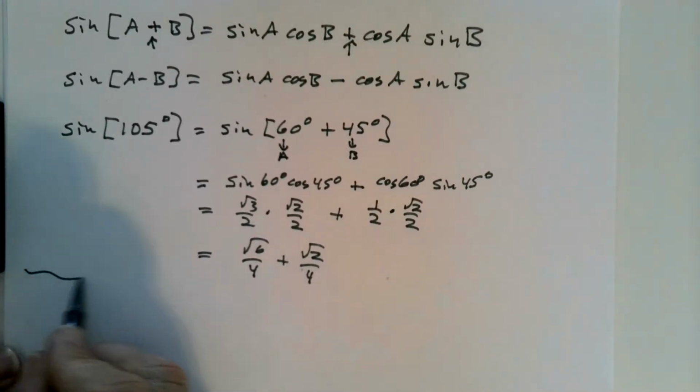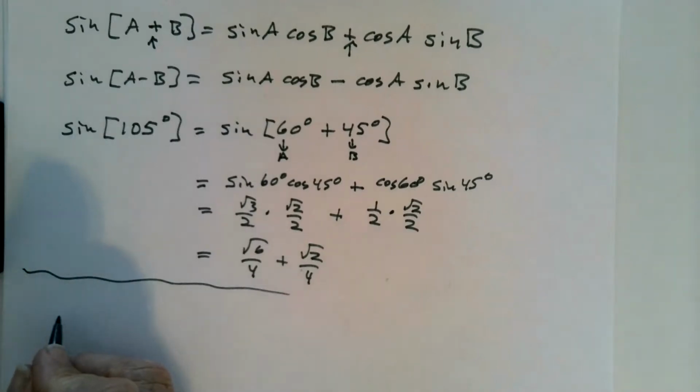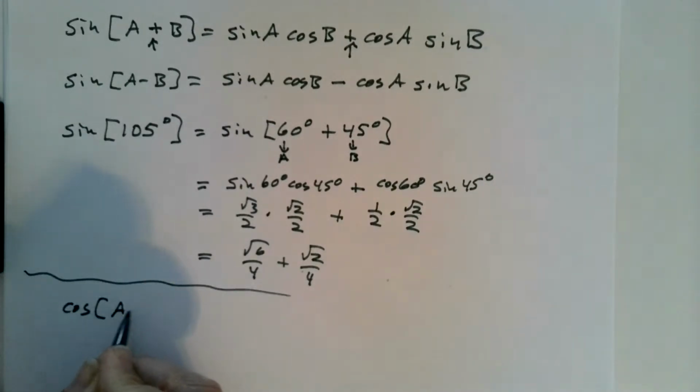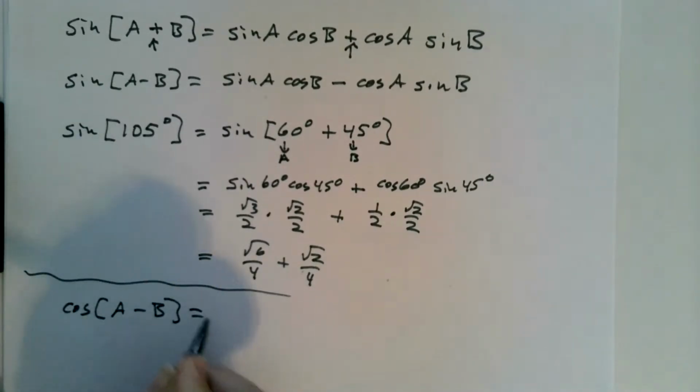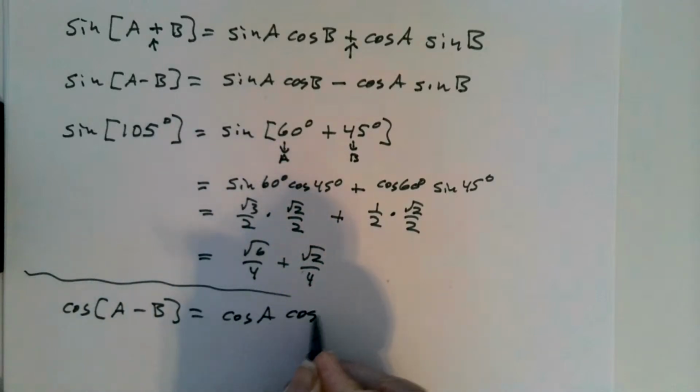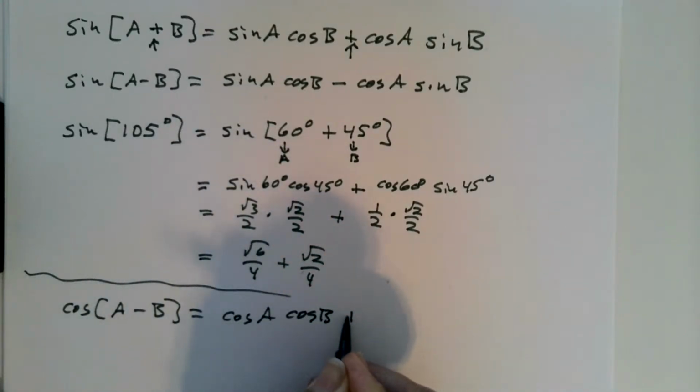Let me ask you to do the following, please. Can you use these rules? You've got formulas for sine and cosine, and if you want me to give you the formula for cosine again, I'll do that. Cosine of A minus B is cos A cos B plus sine A sine B.